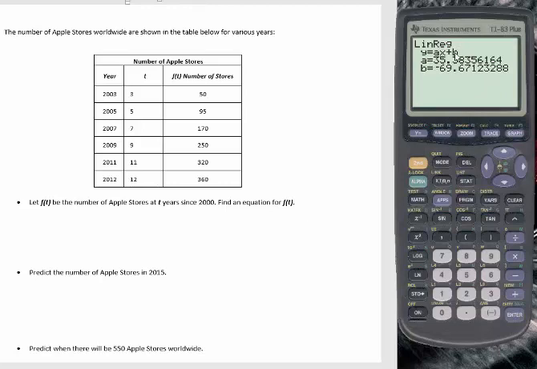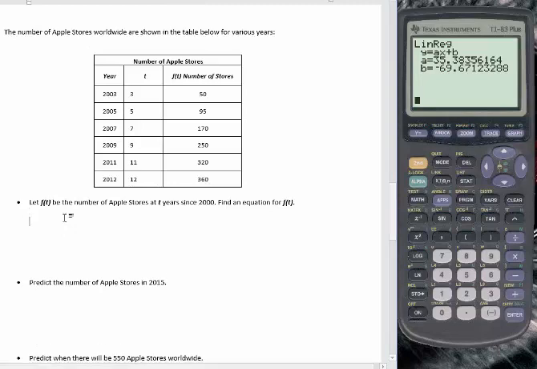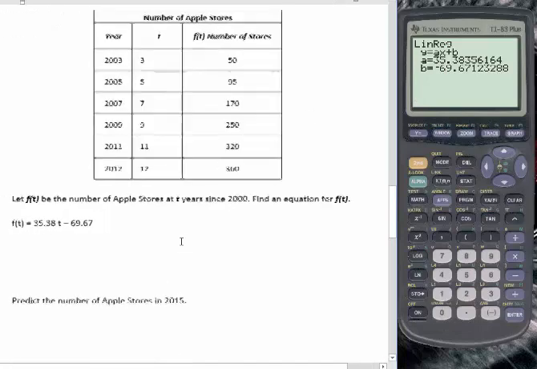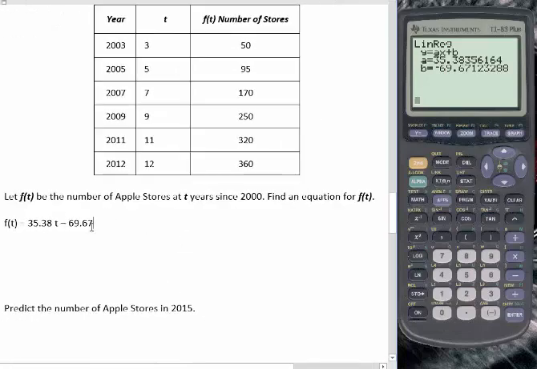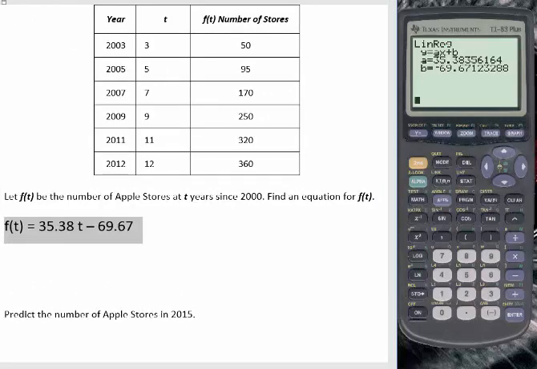It's saying y is equal to ax plus b. So over here, my f of t is equal to the slope. They're saying the slope is a here, so it's 35.38. I'll just round it to 2 decimal places. Times my t variable plus b, but my b-intercept here is negative, so I'm going to put a minus sign there, minus 69.67. I'll blow this up so you can see what I'm doing. Okay, so that's my equation right there.